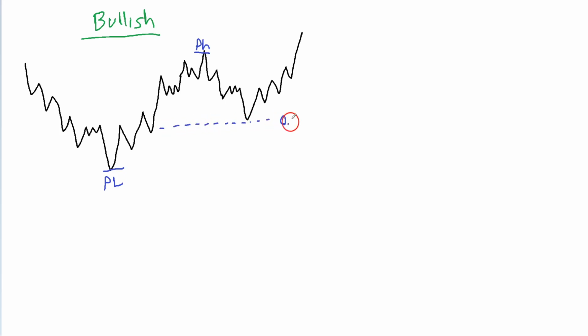And we have a 0.5 right here. The 618 would be a little bit lower than that. In this case, we have a bullish divergence between these. We have a low and a lower low in price as we're approaching the 0.5. So we have this hot zone right here of support in this zone right here.